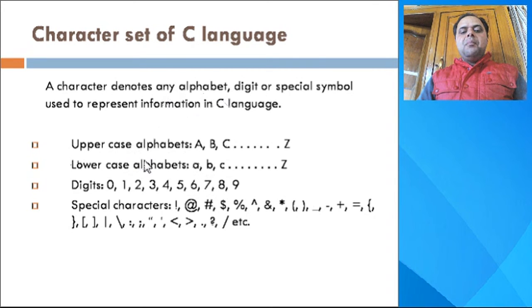These are uppercase alphabets A, B, C up to Z, lowercase alphabets a, b, c up to z, digits 1, 2, 3, 4, 5, 6, 7, 8, 9, 0, and special symbols. For example, @, #, $, %, ^, *, opening bracket, closing bracket. These are some of the special symbols, and there are many more special symbols on our keyboard.